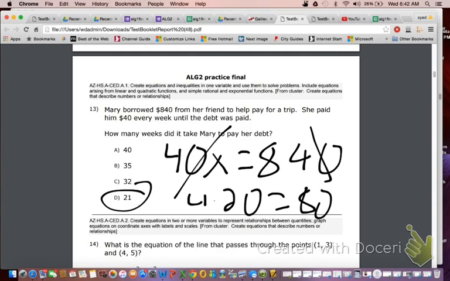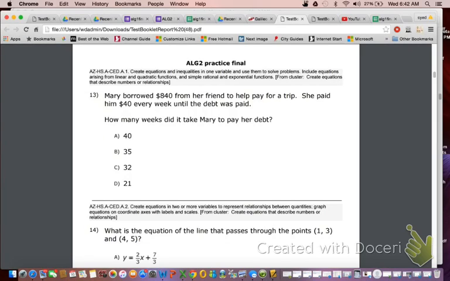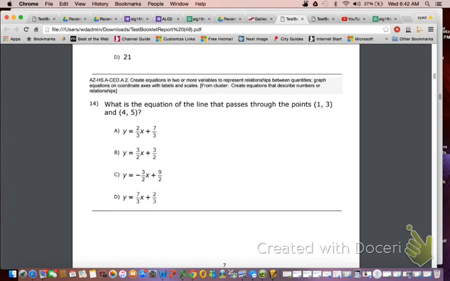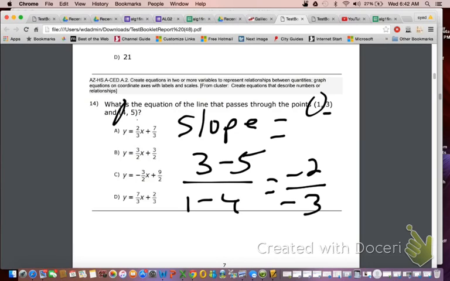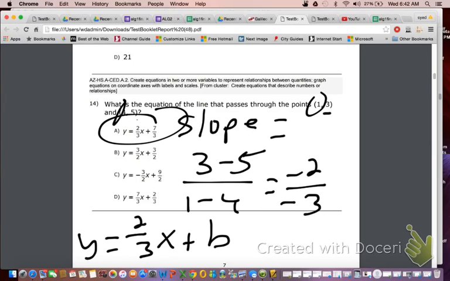Alright, now look at 14. I'm going to find the slope first, so slope equals 3 minus 5 over 1 minus 4, negative 2 over negative 3. So it's y equals 2/3 x plus b. Now you can be kind of cheap and just look at the answer choices, and it has to be A, right? Because that's the only one with a 2/3 slope. But let's go ahead and finish the problem.